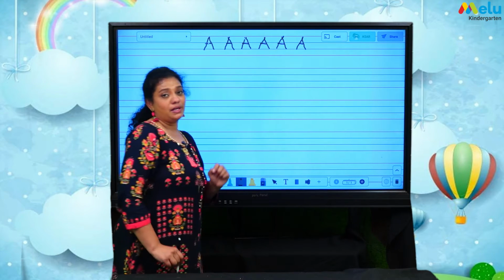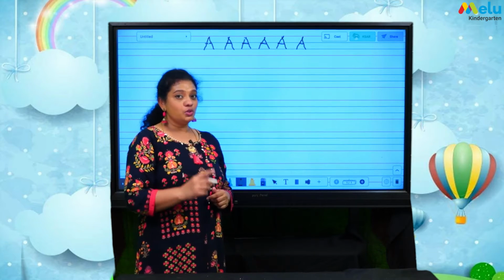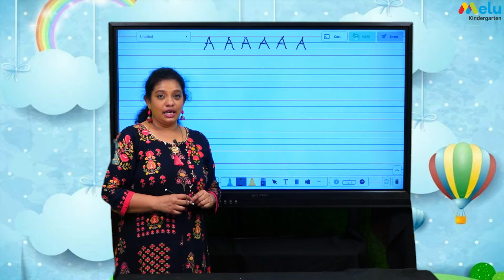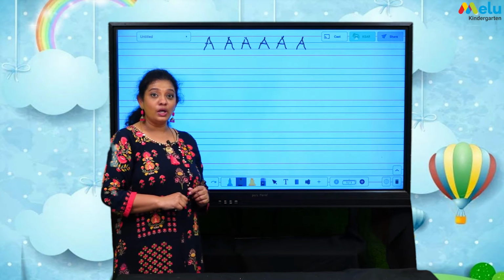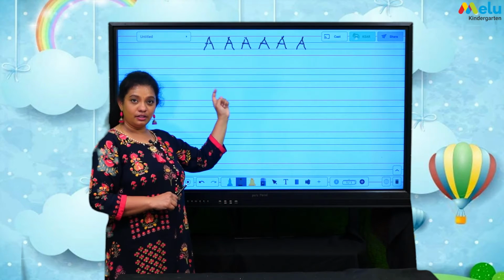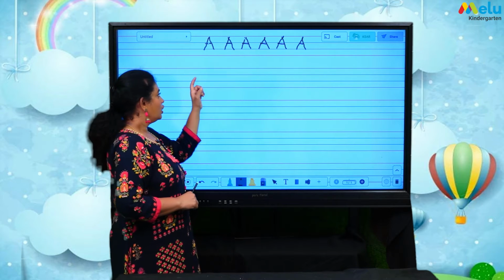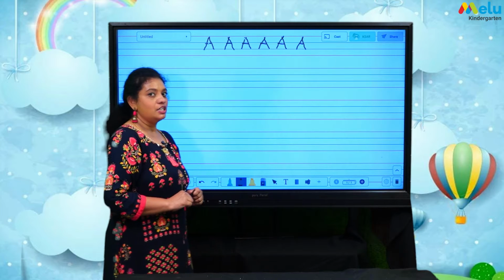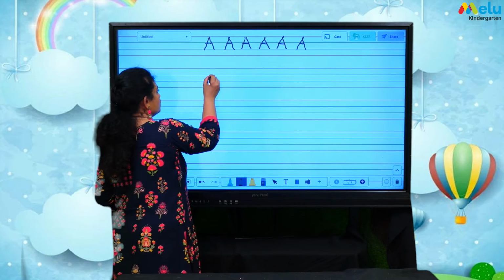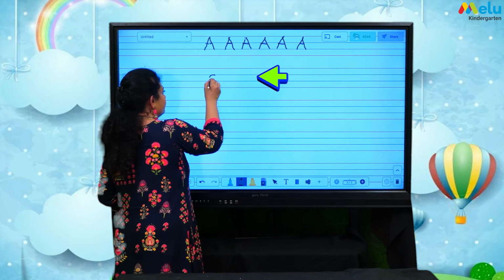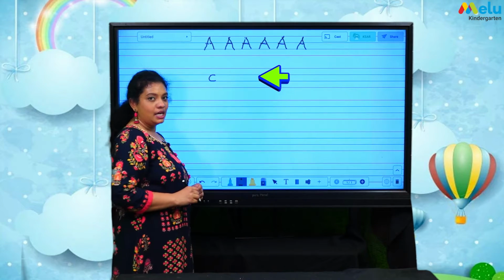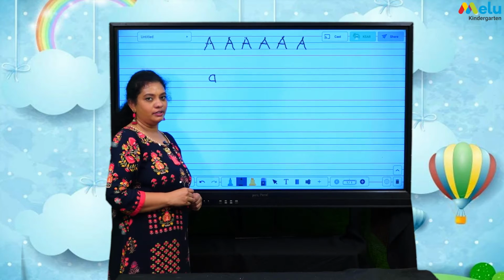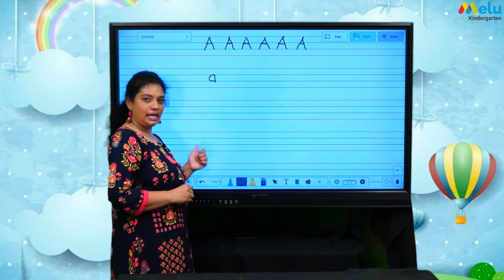This is uppercase A. And how to write lowercase a? For writing lowercase a, you must use only the second line and third line. So see how I am writing. You should take a left curve, okay, and a standing line. That's it, children. This makes lowercase a.